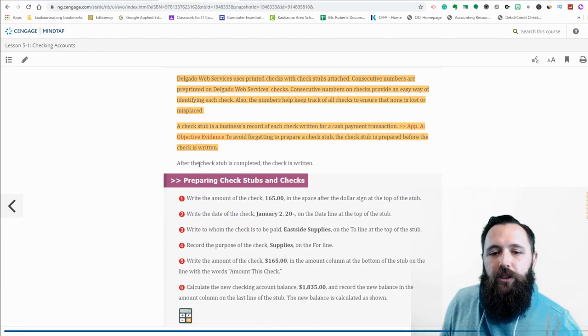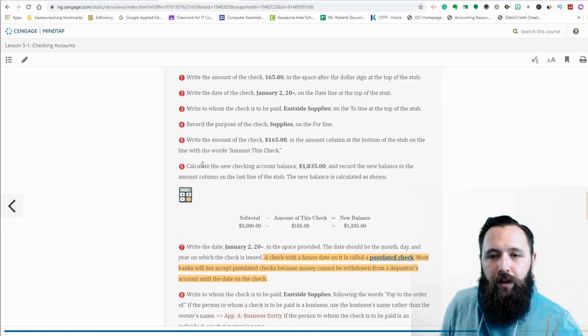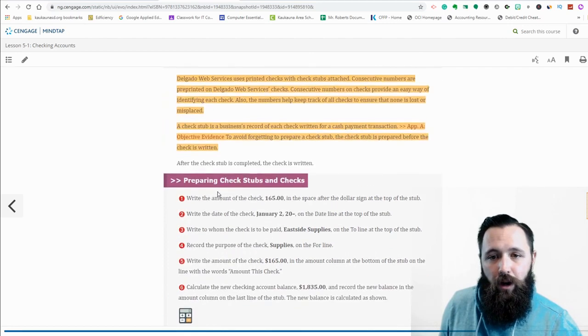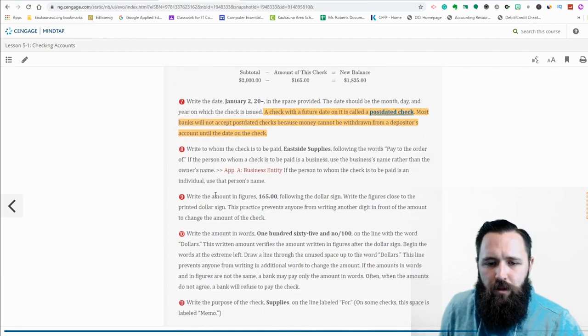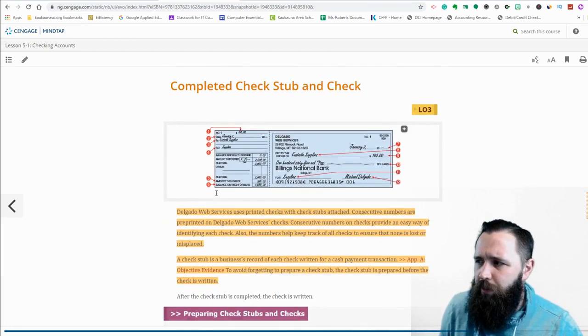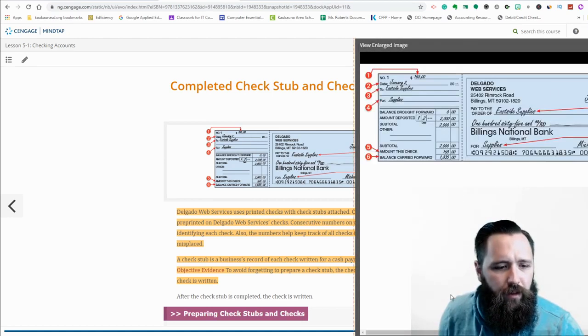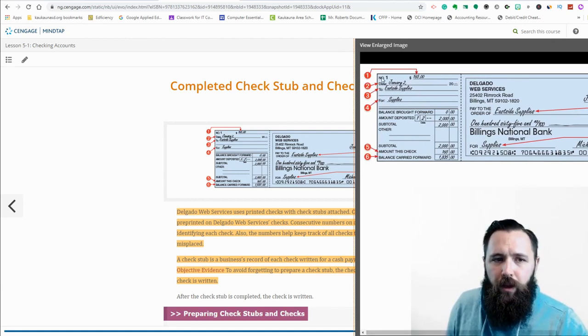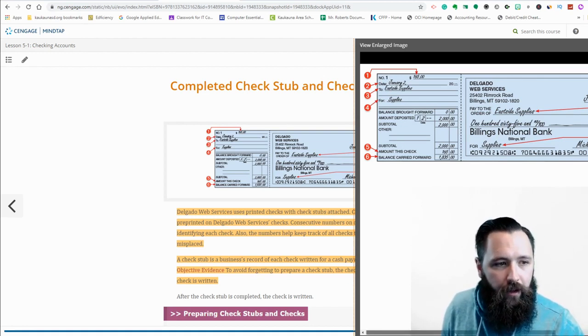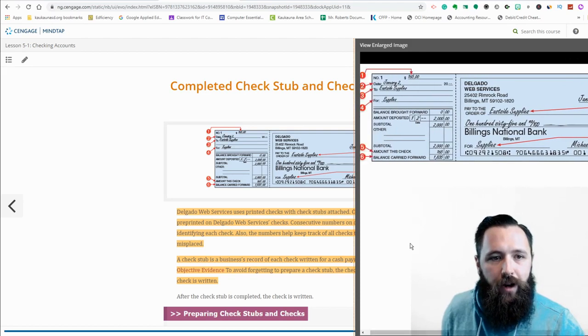So after the check stub is completed, the check is written. So we are going to write out our check stub. And there's all these steps here. It's going to be hard to go back and forth, so let me just go through the top here. Let's see if I can pop this up. All right. So the first thing that we're doing is we are going to write the amount of the check that we are currently writing. So this check is $165, right? So in section 1 is showing check number 1 is $165.